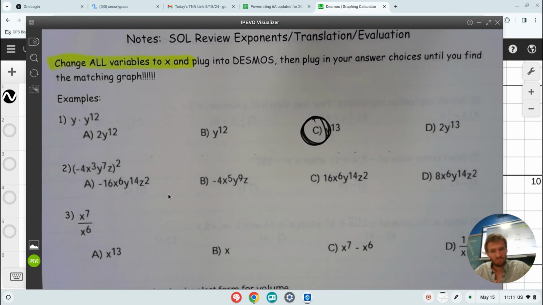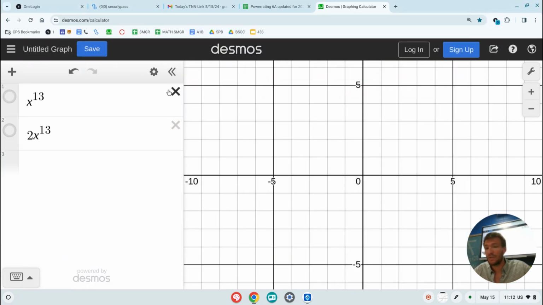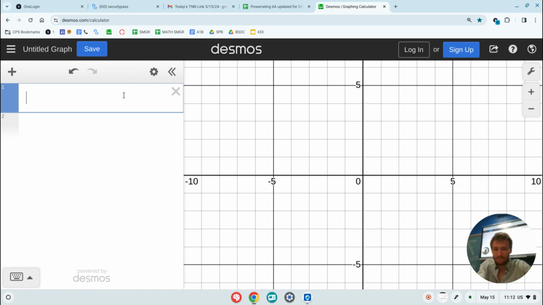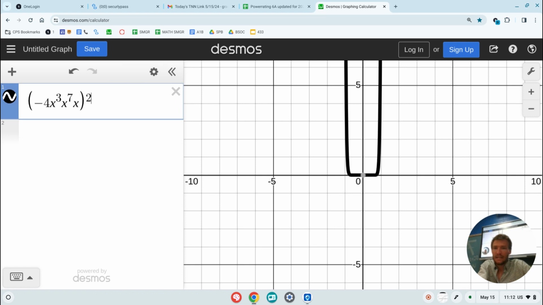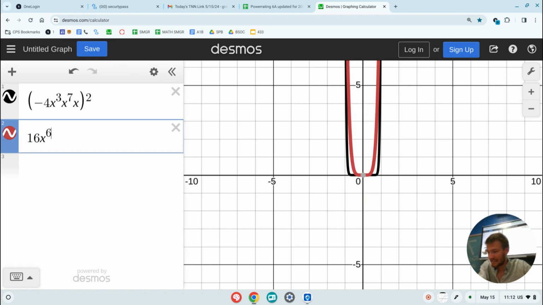Question number 2, same thing. Type it in, type the answers, look for a match. Did anybody get an answer for number 2 yet? What'd you get? I heard C is the right answer. Negative 4x cubed. Keep using x's. X power 7. I need to find one that matches this exactly. You said C was the answer? 16 x power 6. X power 14. X power 2. And yeah, I agree.